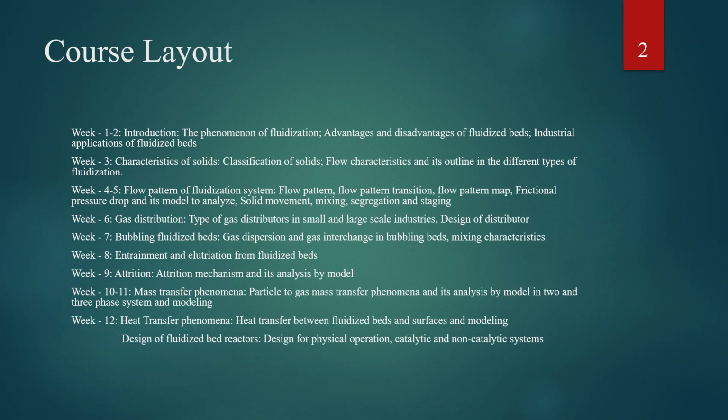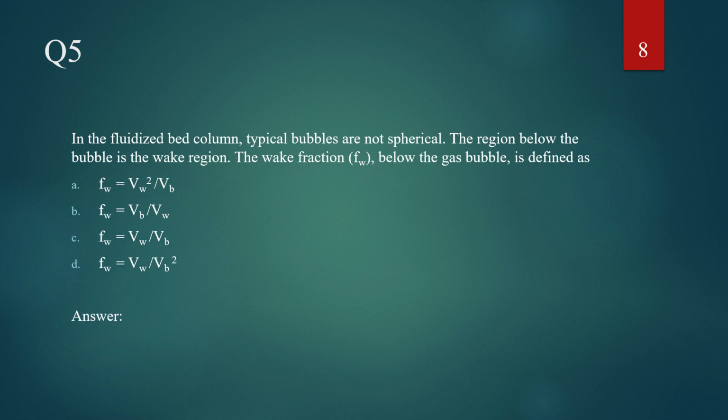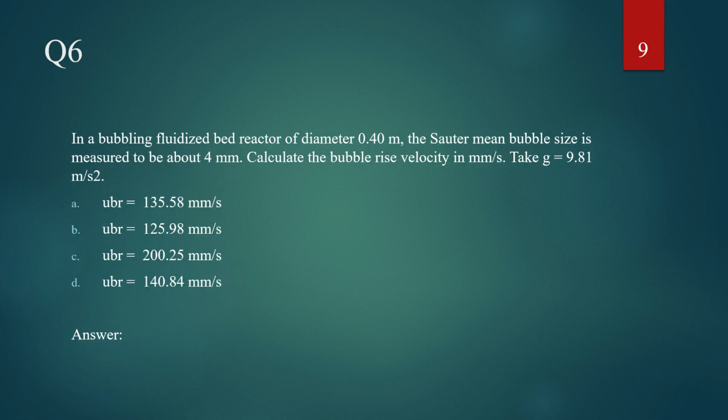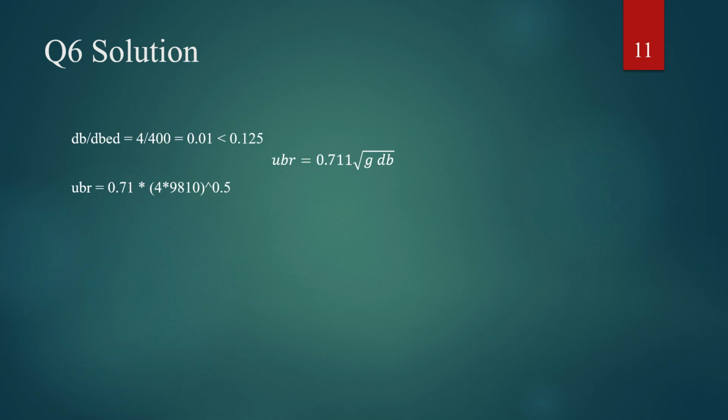So we have seen a few problems. The next one is the problem of how to find out the bubble rise velocity. The first is we have written the given data, and next we found out dB by diameter of the bubble by diameter of the bed, and if it is less than 0.125 the bubble rise velocity is given by this formula. So on substituting that, we can get the bubble rise velocity.